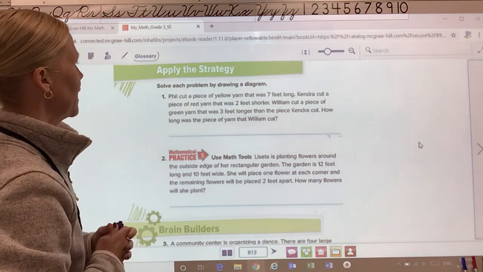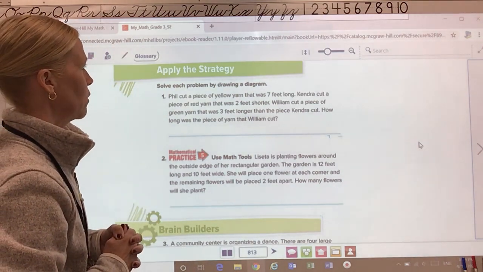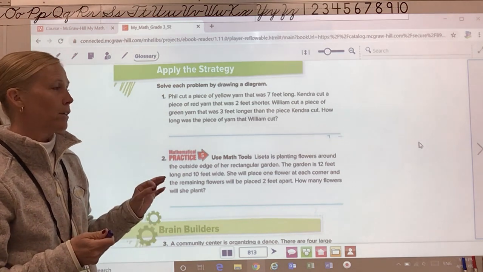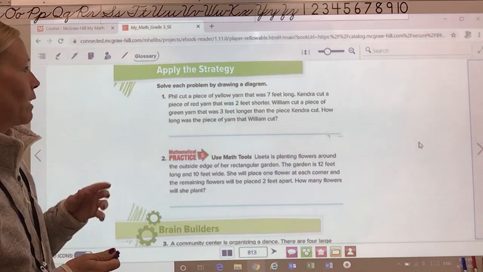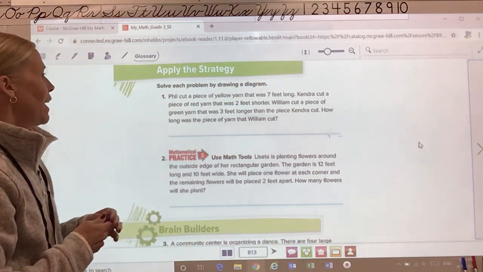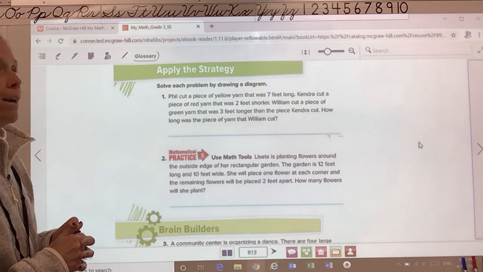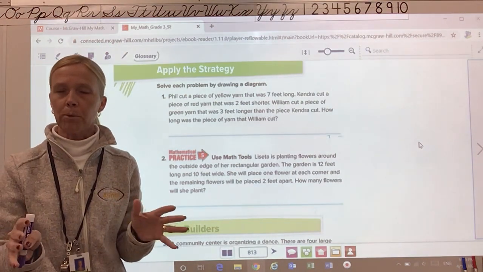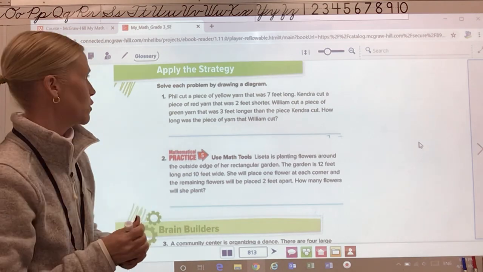Phil cut a piece of yellow yarn that was 7 feet long. Kendra cut a piece of red yarn that was 2 feet shorter. William cut a piece of green yarn that was 3 feet longer than the piece Kendra cut. How long was the piece of yarn that William cut? All right, that's a lot of numbers, a lot of people. Step it through, draw your pictures.